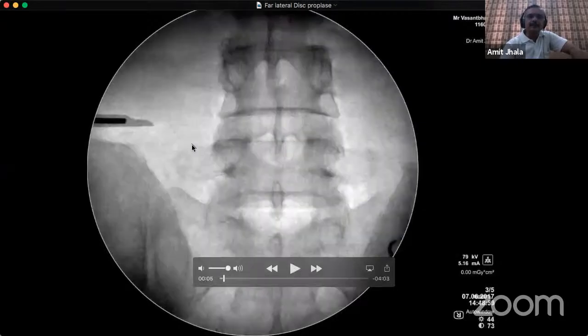So you can see that this is around 3 to 4 centimeters far lateral to the midline. It's not around the same place where the routine tubular discectomy is done. For the far lateral, you have to go around 3 to 4 centimeters lateral to the midline.